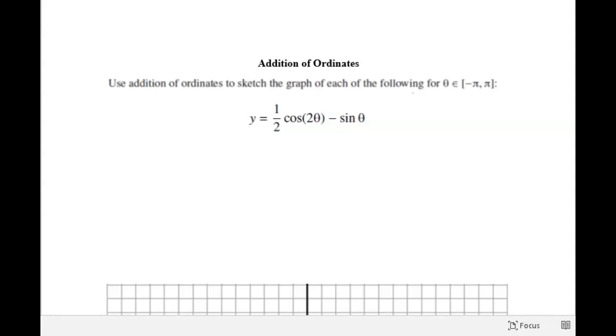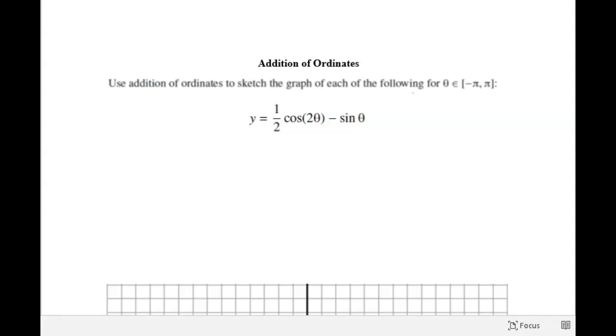In this lesson, we're going to have a look at a topic called addition of ordinates. Addition of ordinates basically can be taken into account when we have more than one function and we're trying to sketch both functions combined together in the form of an addition or a subtraction. Let's jump straight into this example.